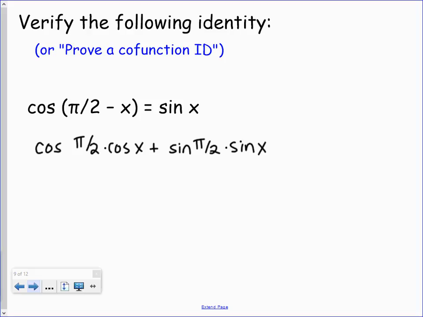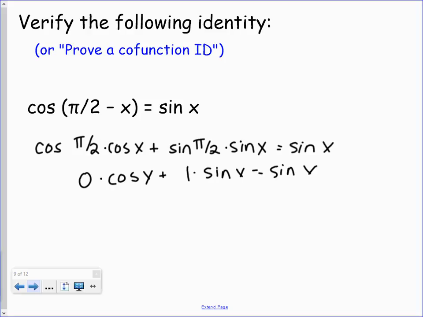Since that was u minus v, when I look at the cosine formula for the difference of two angles, I use a plus in between my products. So you should have cosine pi over 2 times cosine x plus sine pi over 2 times sine x, and that should equal sine x. And then you evaluate the trig functions that you know. So cosine of pi over 2 is 0, and sine of pi over 2 is 1.